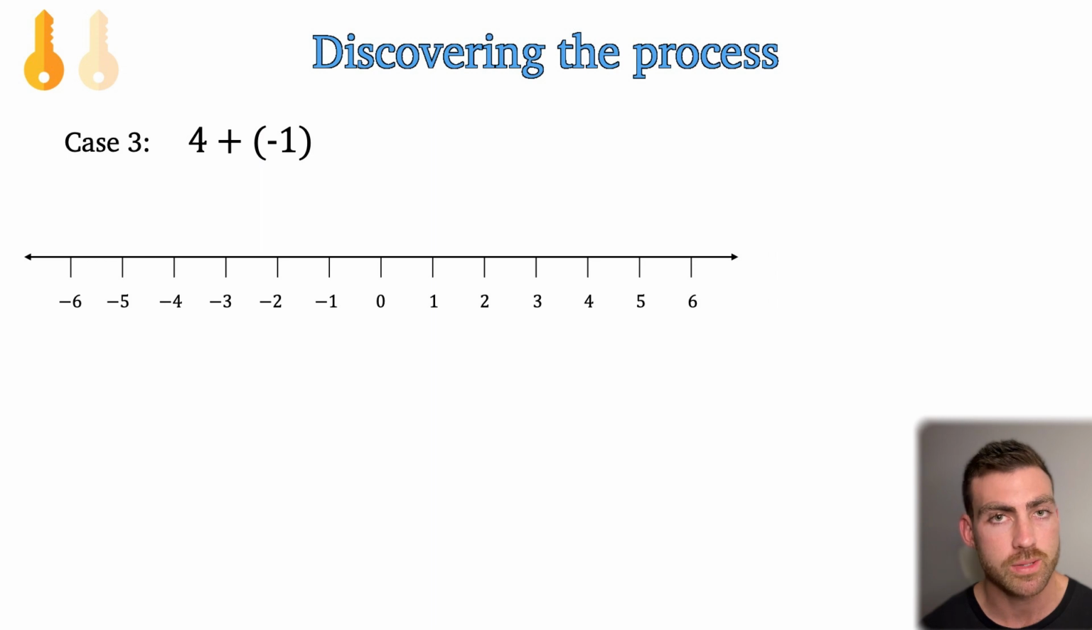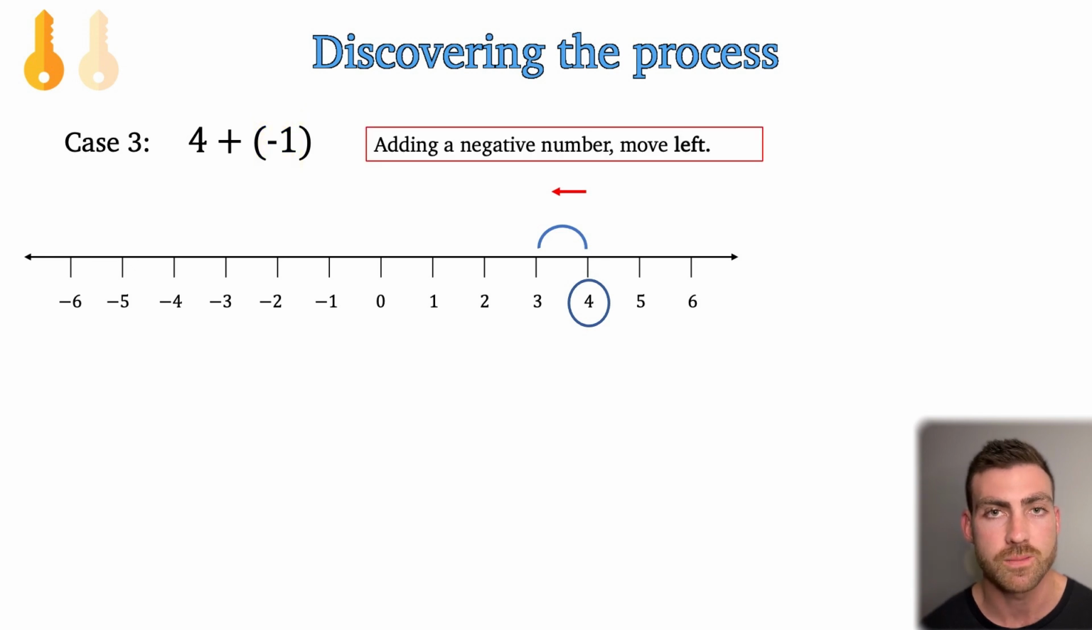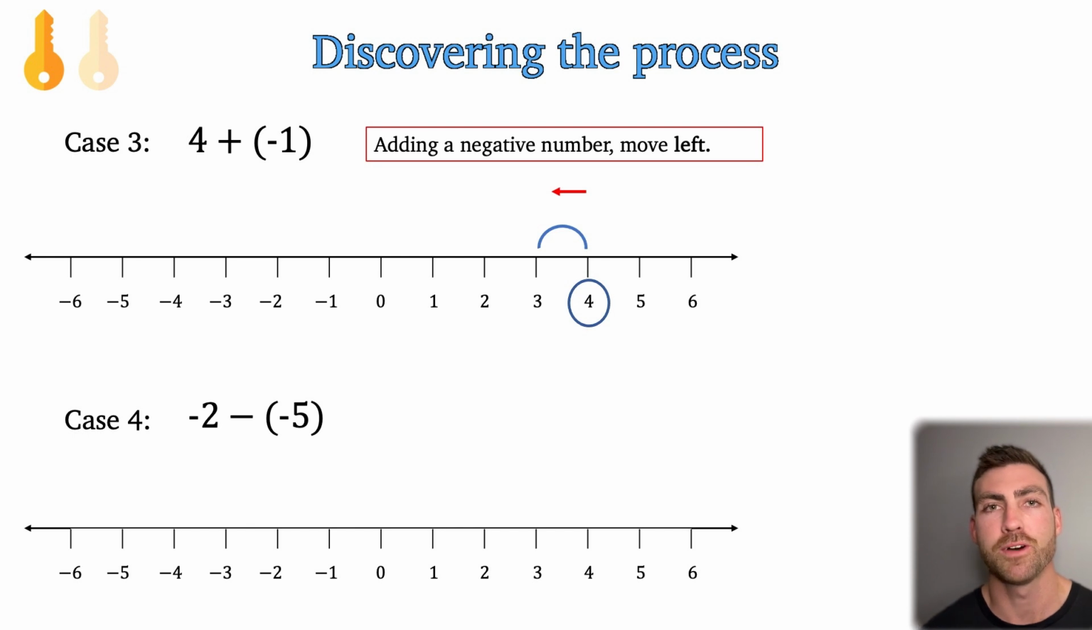So going back to our example, we start at 4, we turn to the right because of the addition operation. However, we run into the negative sign, which then turns us left, moving us along 1 jump to the left, landing on 3. This is the third case. Adding a negative number, move left. Now looking at the final case.